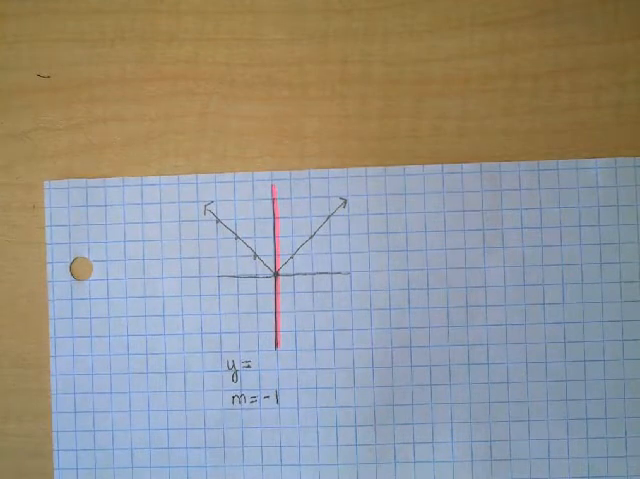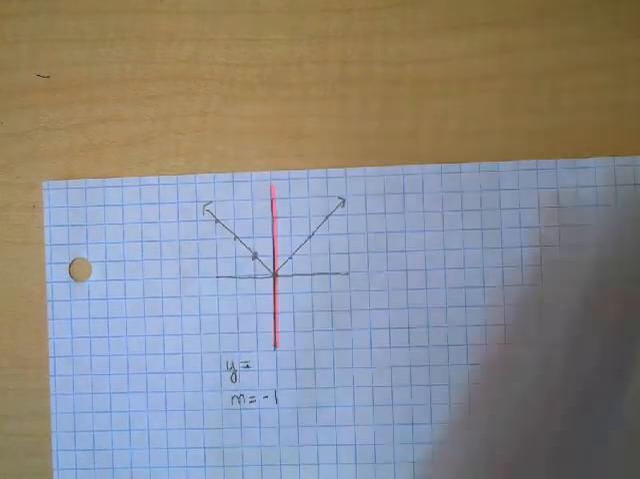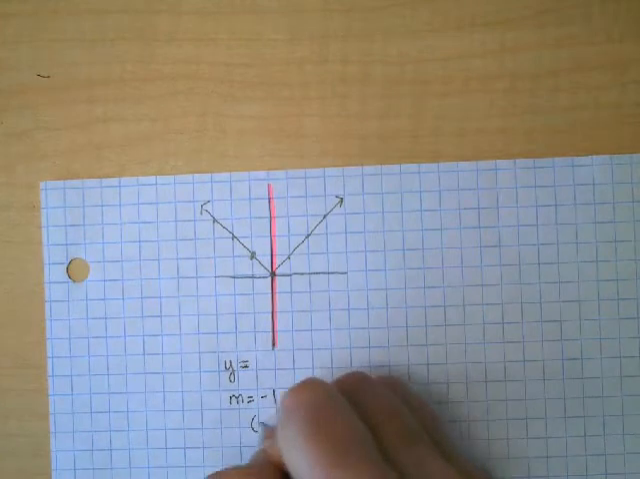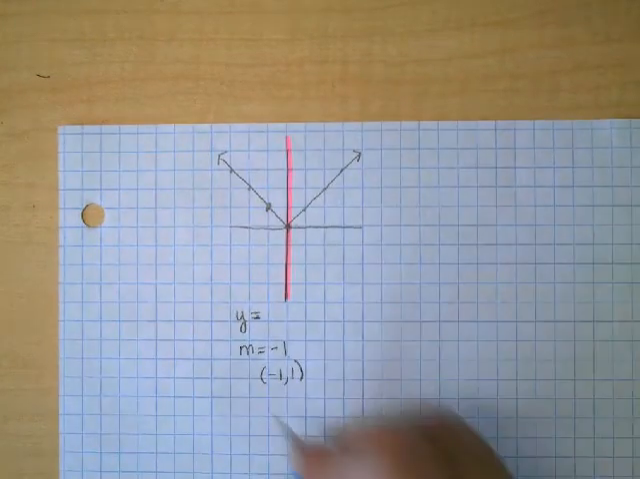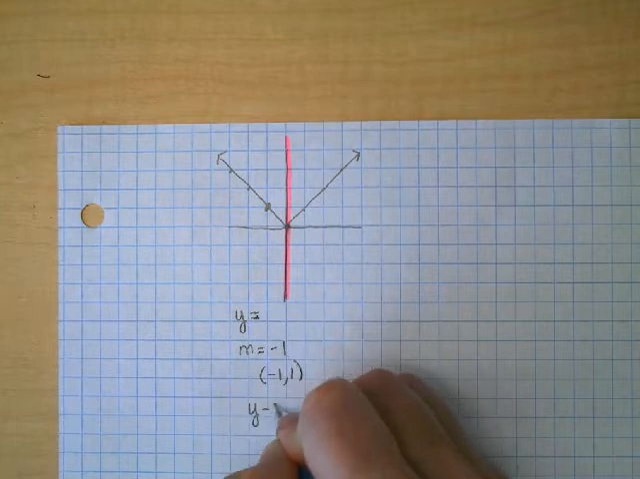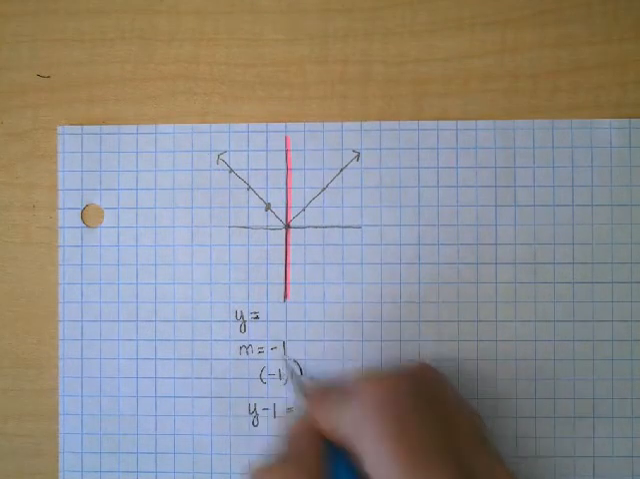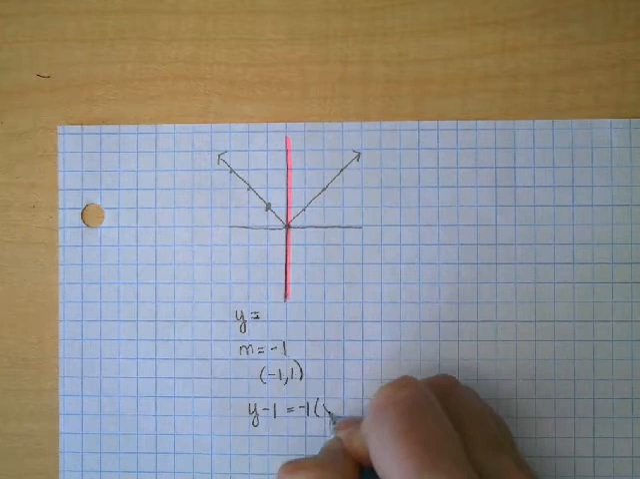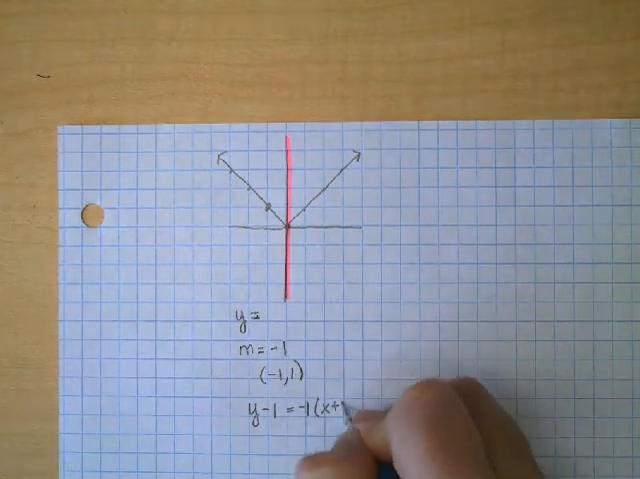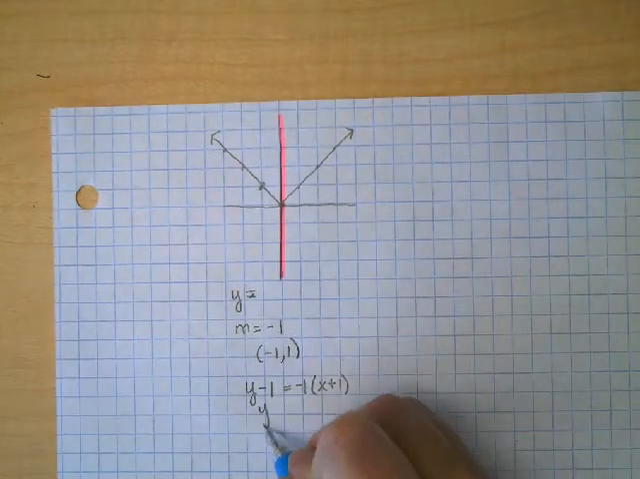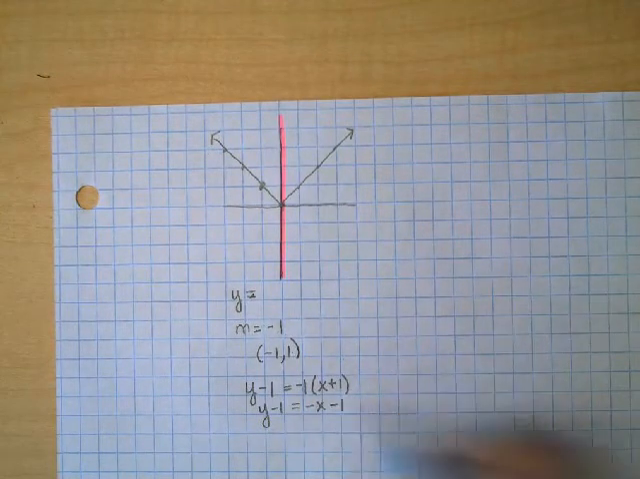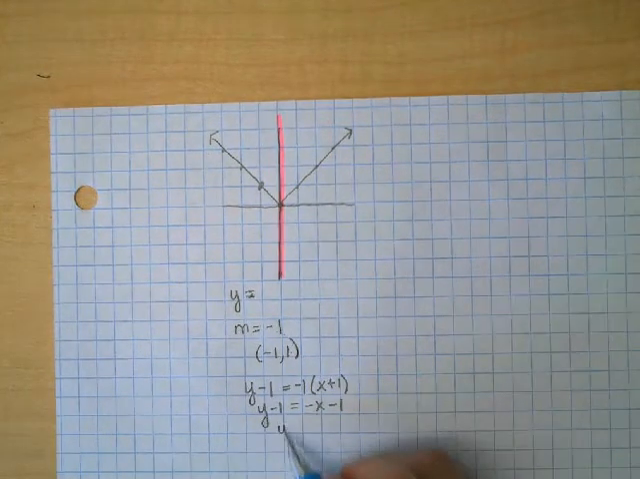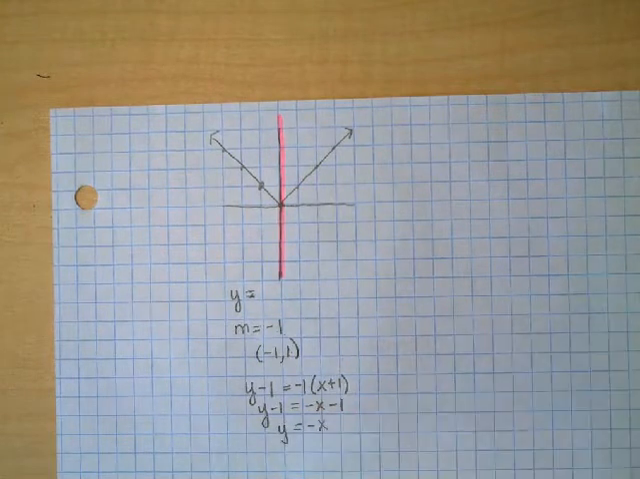What point would you like to pick? Let's say we used that point right there. And that's the point (-1, 1). And then we plugged it in to our point-slope formula. So y minus 1 equals m times x minus negative 1. So y minus 1 is negative x minus 1. I'm going to add 1 to both sides, and there it is.